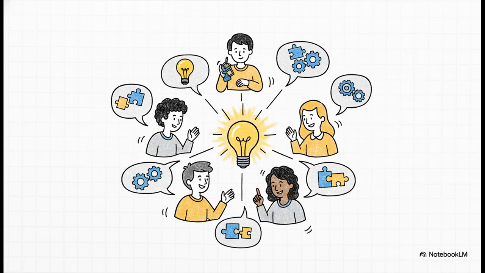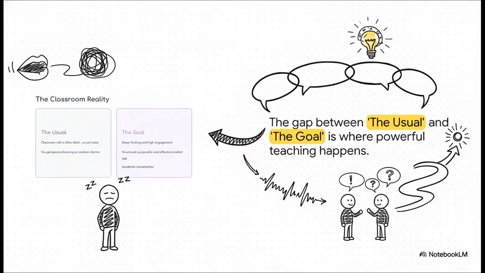But then there's the goal. Just picture this. A classroom that is literally buzzing, not with chaos, but with structured, on-topic, purposeful conversation. A place where you can actually hear the deep thinking happening. Now that's the vision. And here's the key takeaway. Closing that gap between the usual and the goal, it isn't about finding more time in the day or getting a bigger budget. It's all about unlocking the power of the student conversations that are already happening.